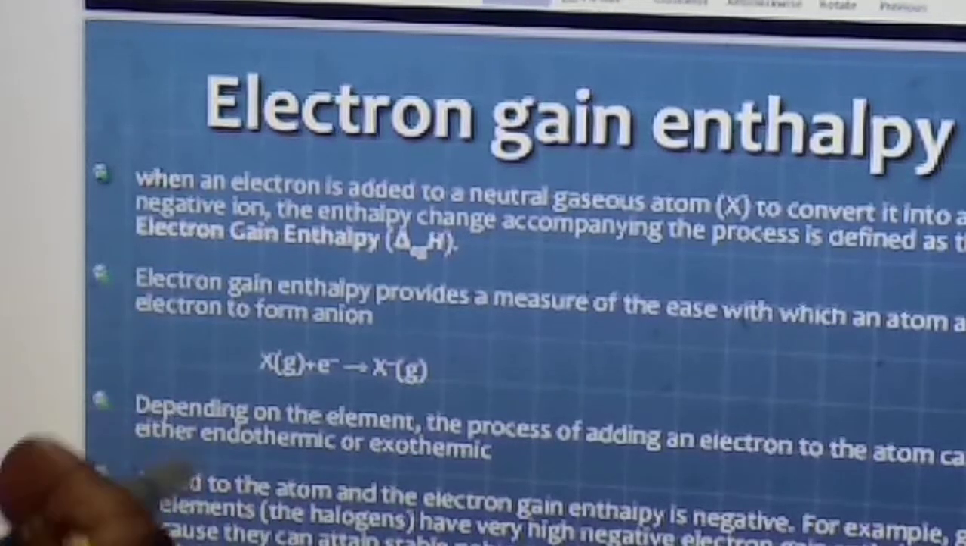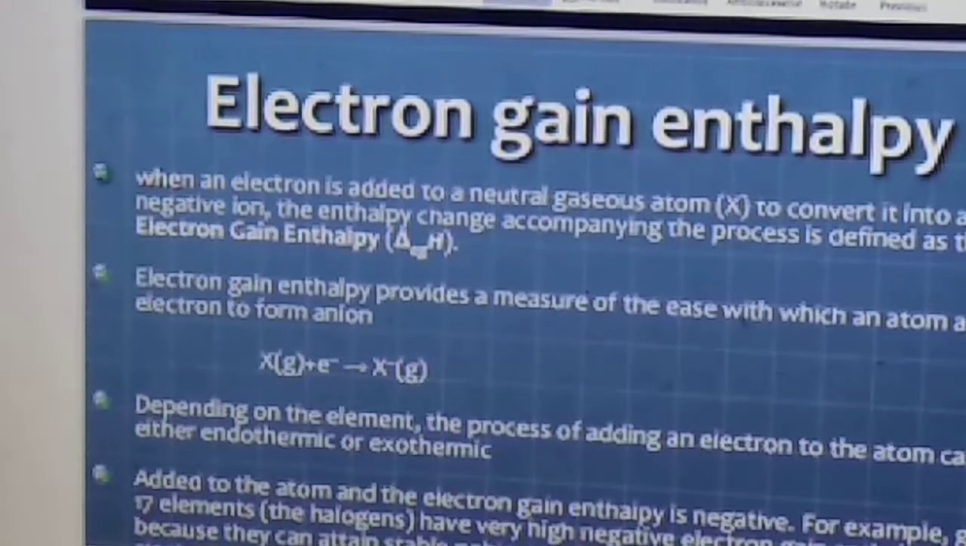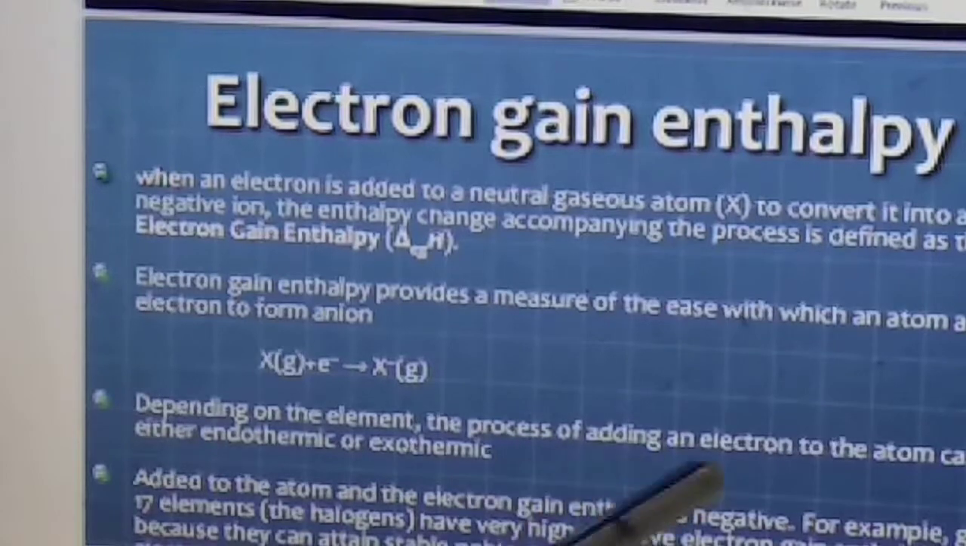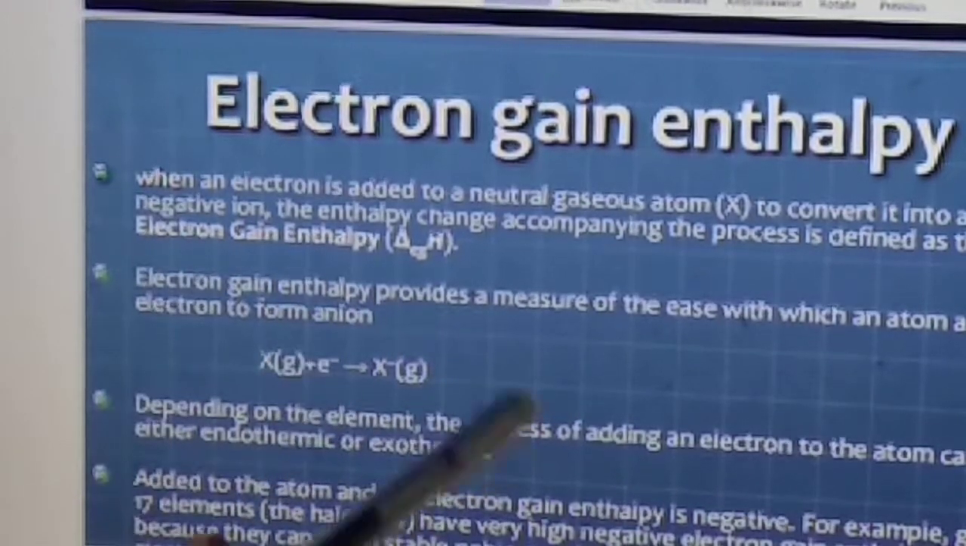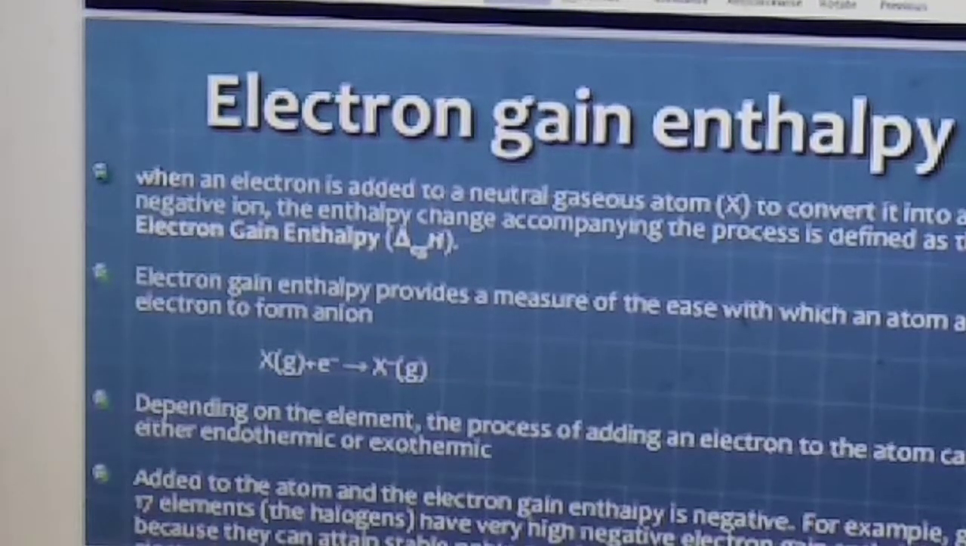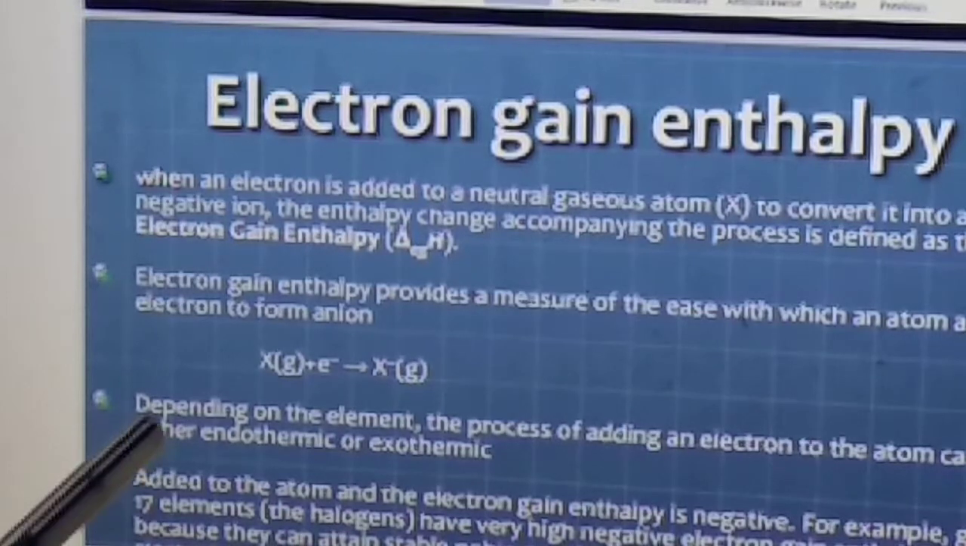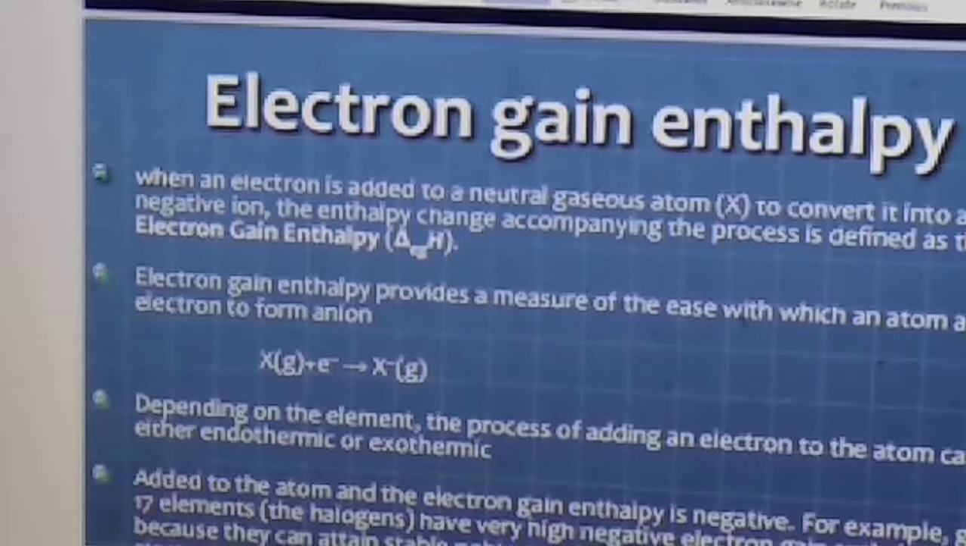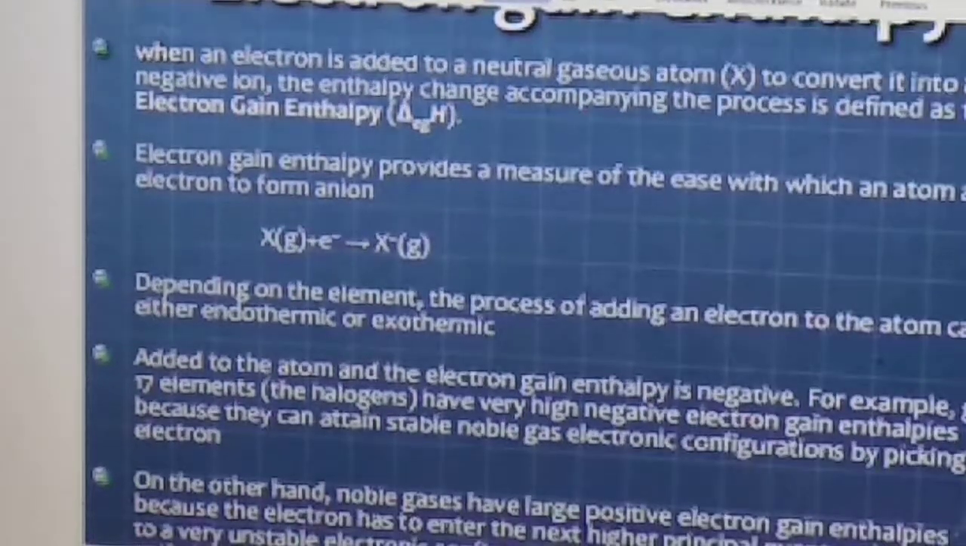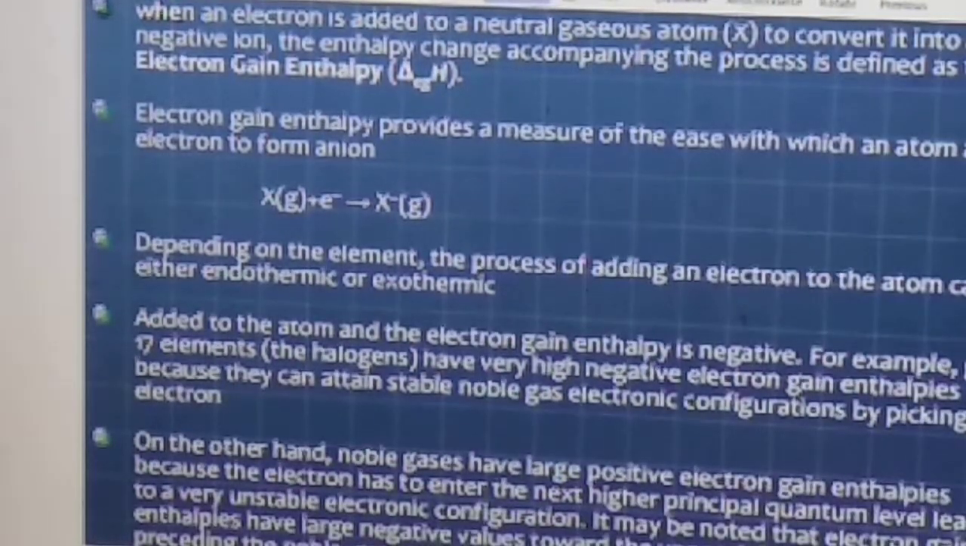As for example, an inert gas has a completely filled outermost shell, so it has no tendency to take an electron. So when an electron is added to an inert gas, energy will be needed, not released. This time the enthalpy change on adding the electron will be endothermic, my dear children. When electrons are added to atoms and energy is released, the electron gain enthalpy is negative.